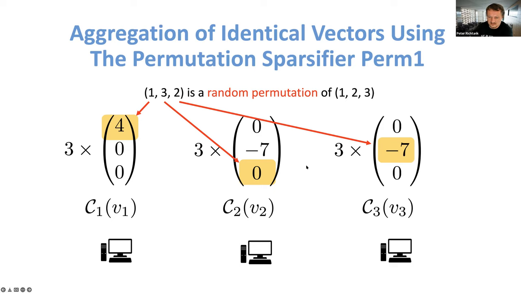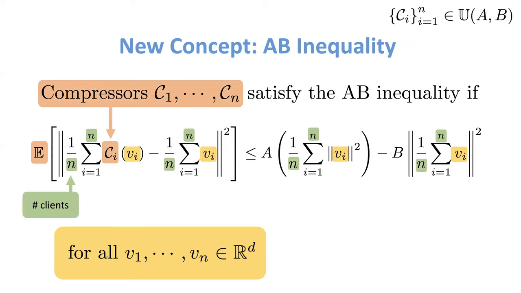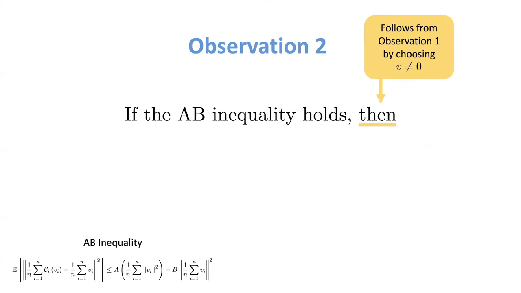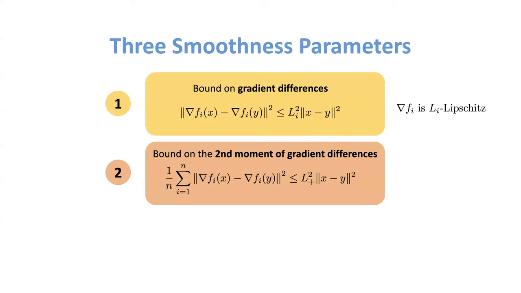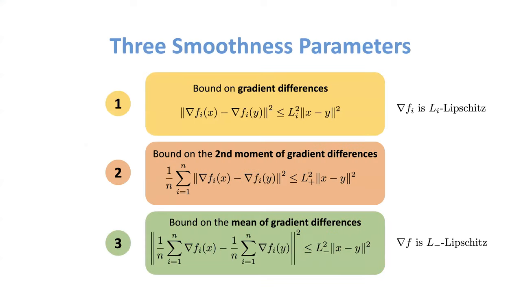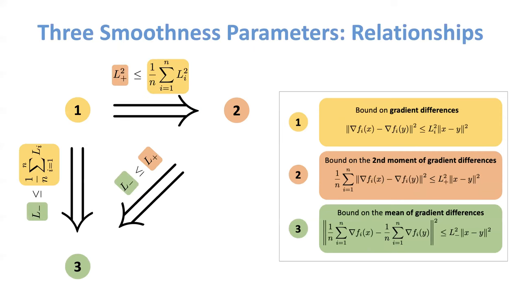Did I answer your question? Partially. So I meant the following issue. If we ask some client to send a specific coordinate, that means that the server would know what coordinate of which client it has.